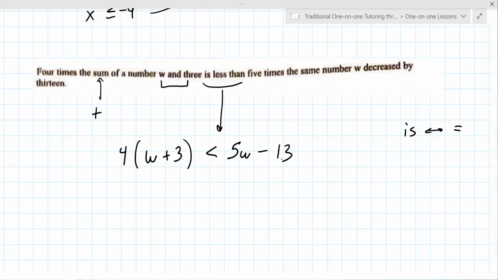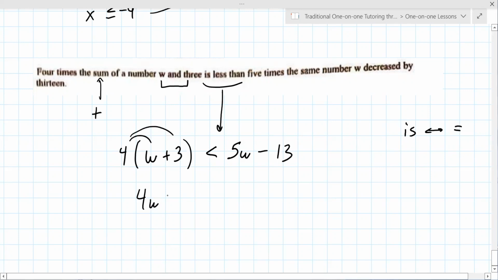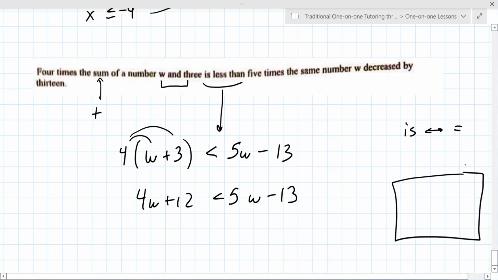We did a couple of these earlier. What's the first thing to do here to solve for W? To add 13 to both sides. What about this 4 on the outside here? To distribute, so it'd be 4W plus 12. All right. I'd like you to solve this from here, please, and give me your final answer. Okay.